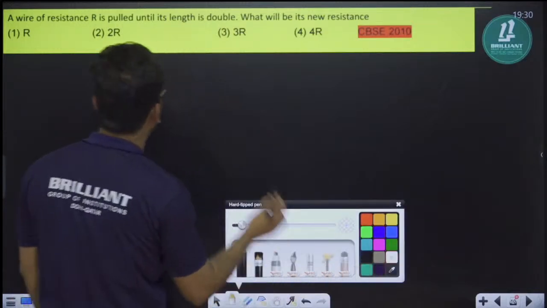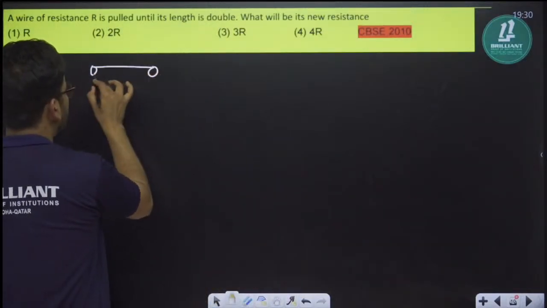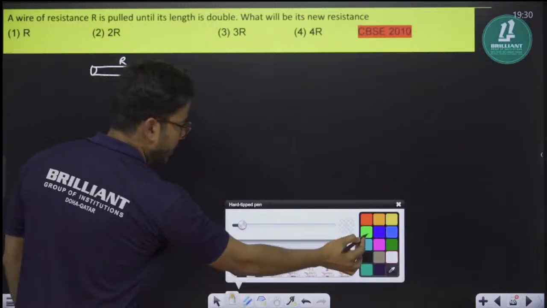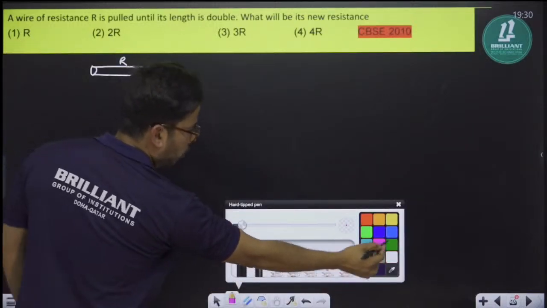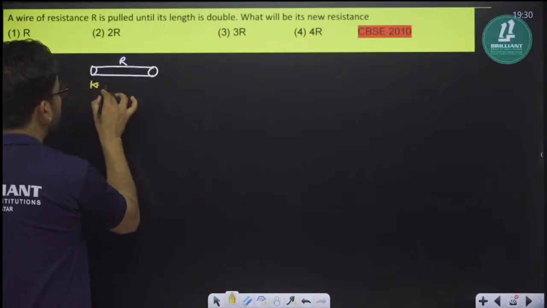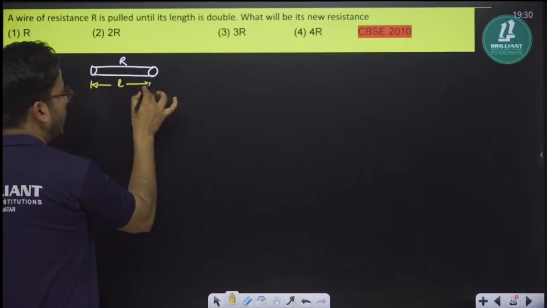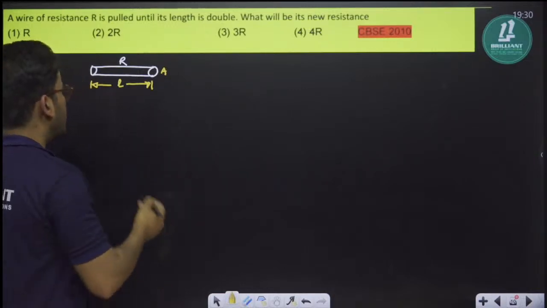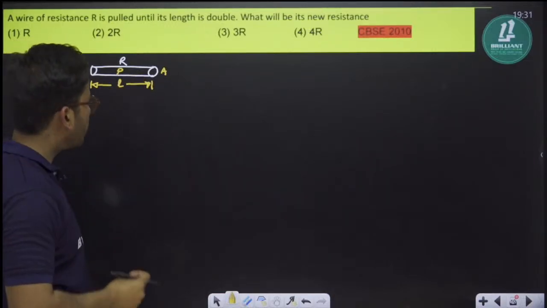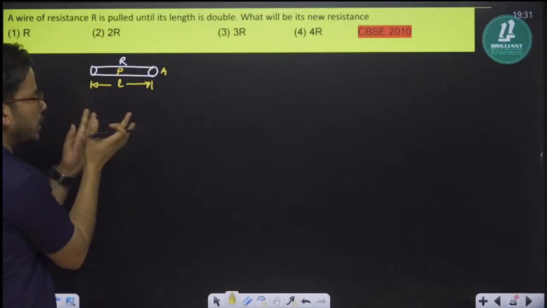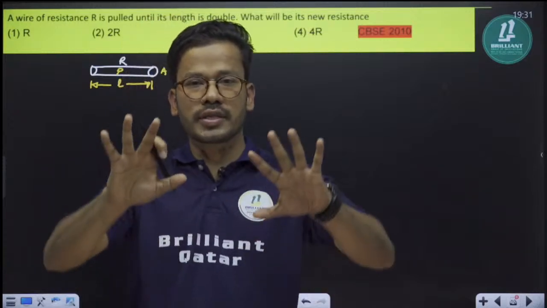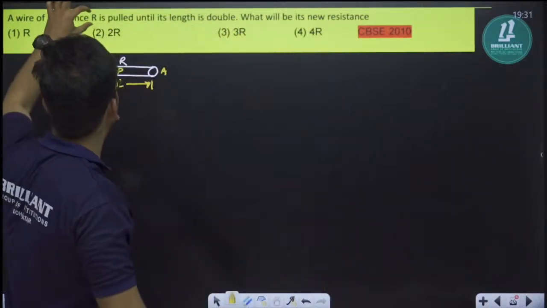Let me consider this is the wire, and it has a resistance R. Let the length of this particular wire be L, the area of this particular wire be A, and the resistivity be rho. In this question, the only thing given is the resistance, which is R.